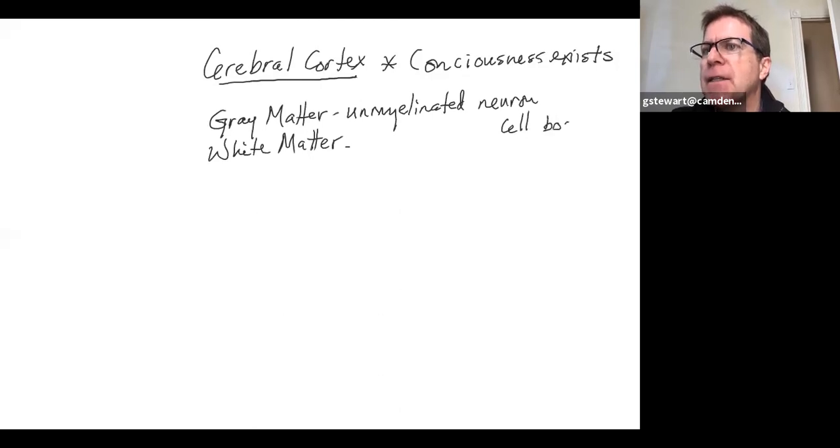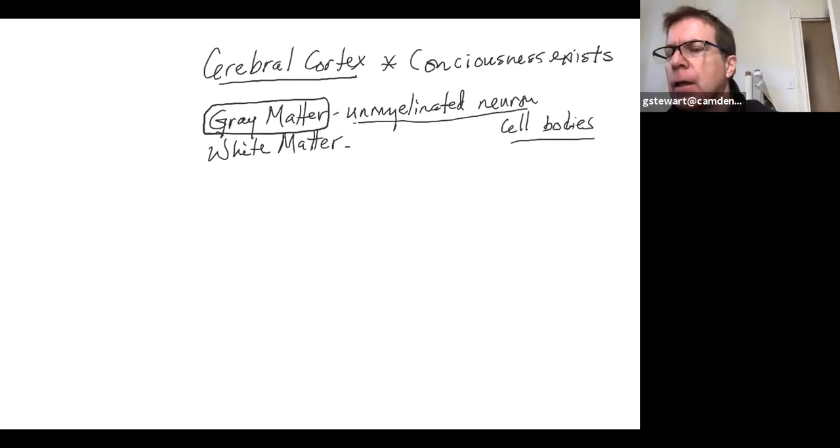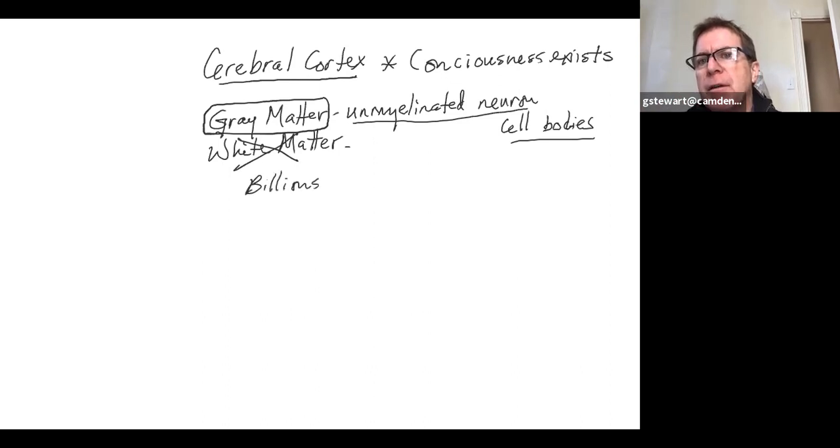The cerebral cortex tissue is made up completely of gray matter. It's unmyelinated neuron cell bodies. That's where processing of information goes on. So there are no myelinated tracts in the cerebral cortex. The cortex is comprised of literally billions of neurons. Now we know they are complete gray matter, unmyelinated, mostly neuron cell bodies.